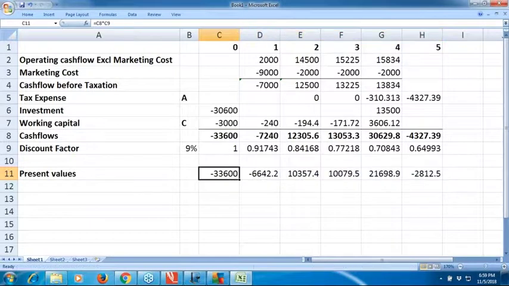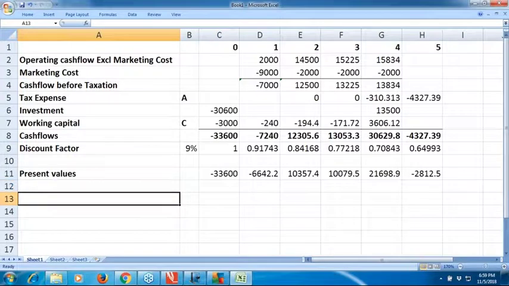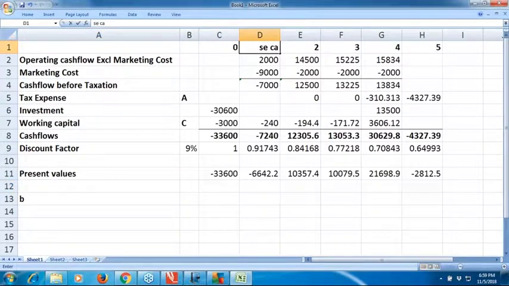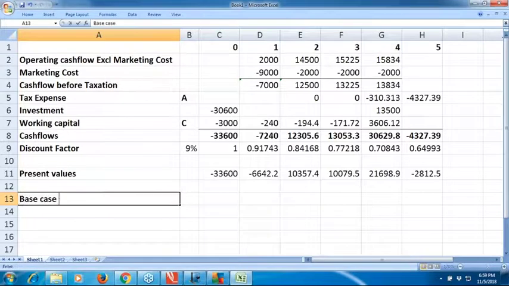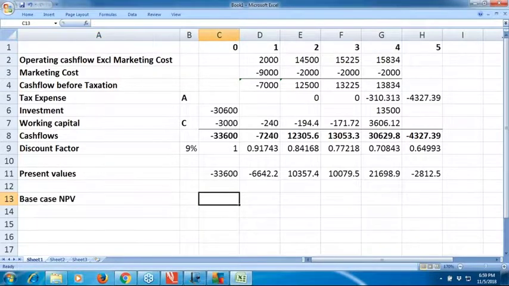So these are actually going to be the present values, and once we have the present values, what we need to do is calculate the base case NPV. The base case NPV is going to be the sum of all these. So the base case NPV is 919, or approximately 920. You could get 920 also.